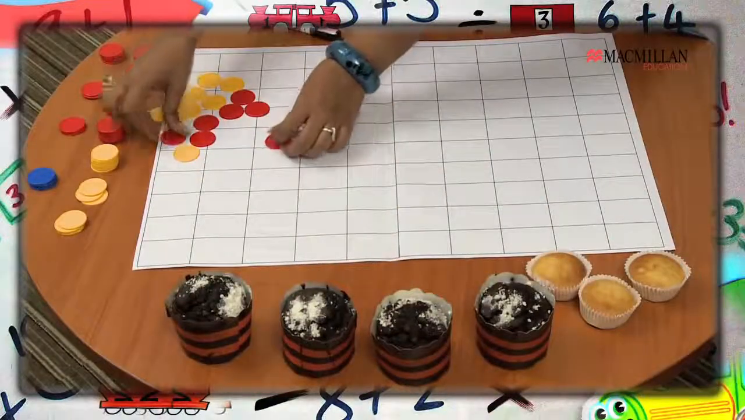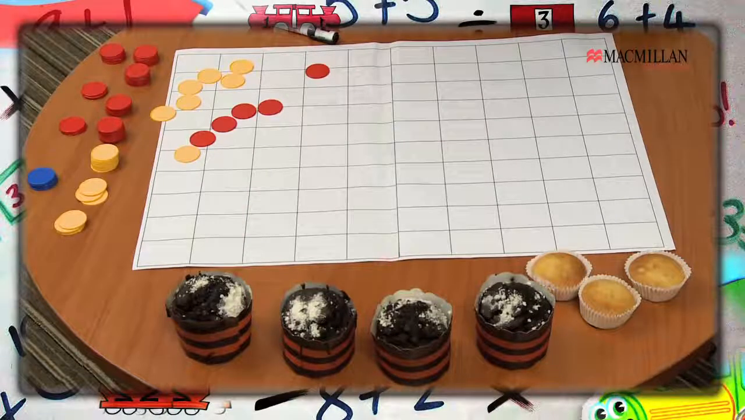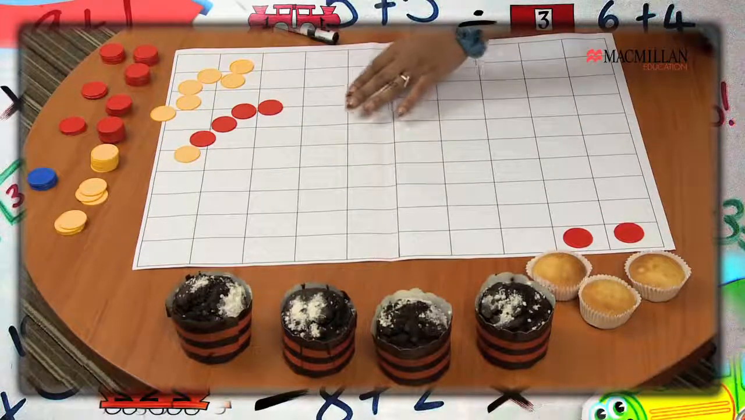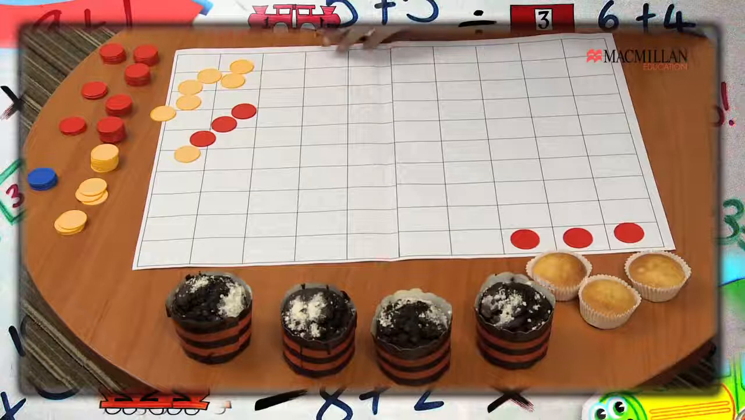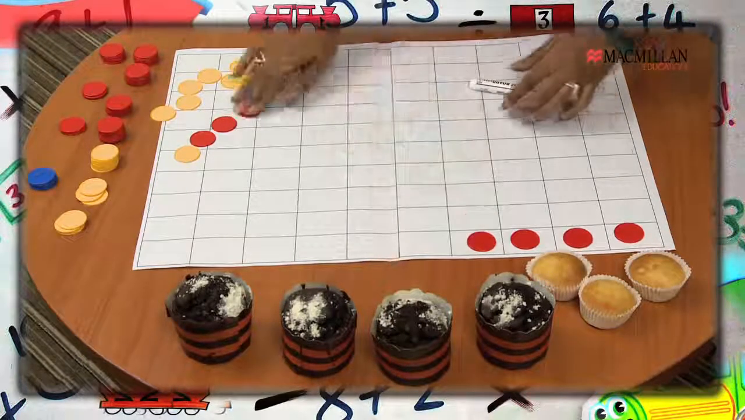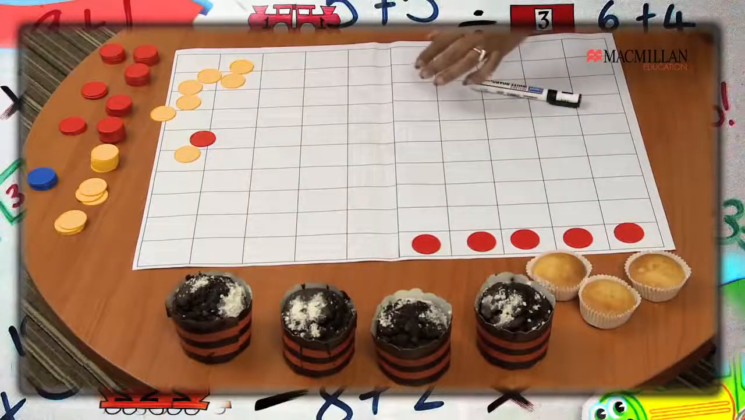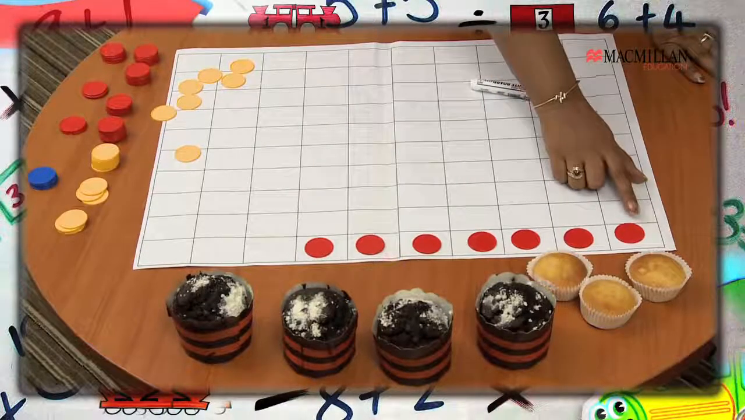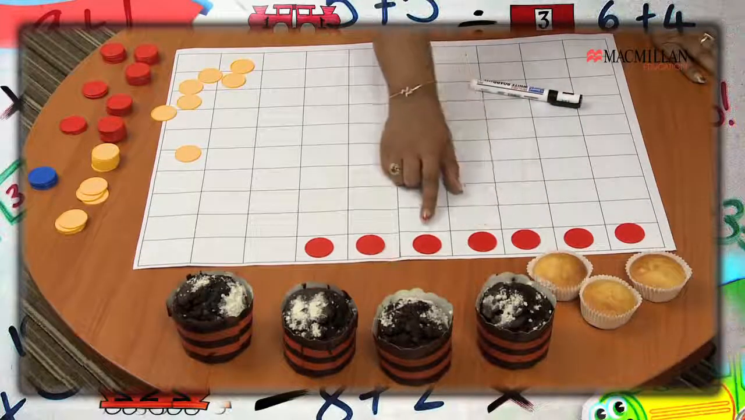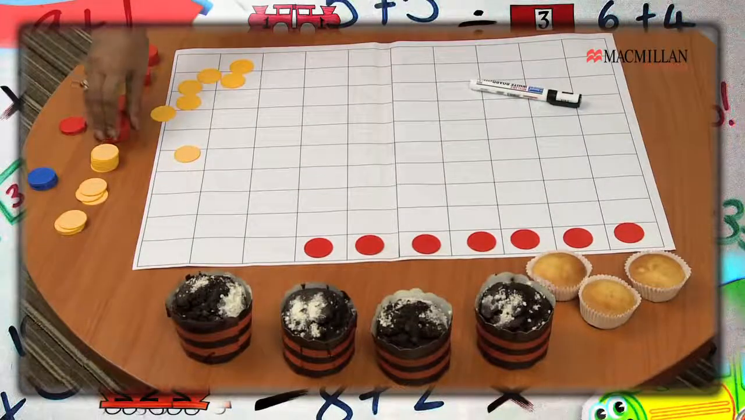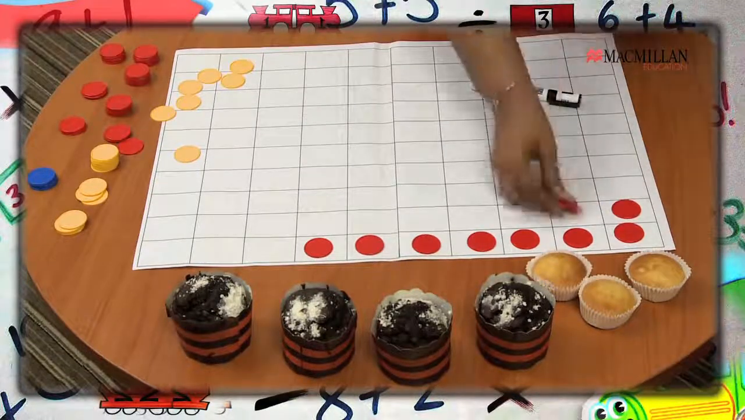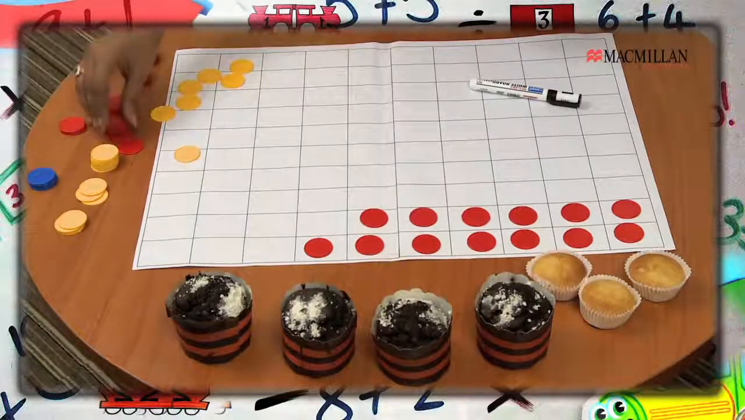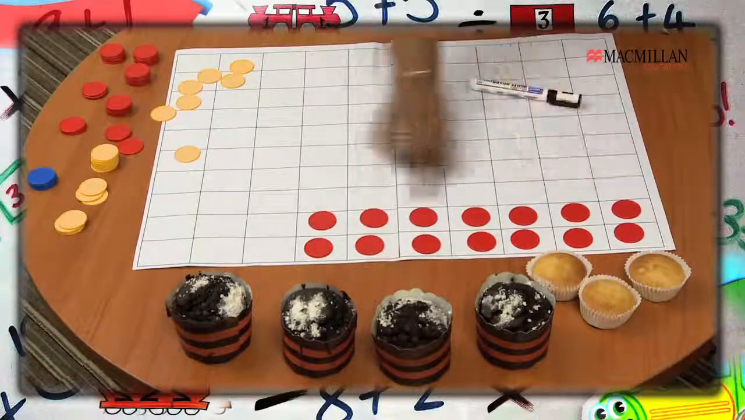I am going to arrange 7 counters here. 7 red counters. These are 7 red counters. Just let's cross check. 1, 2, 3, 4, 5, 6, 7. I'll arrange another 7 under them. 3, 4, 5, 6, I need one more, 7. So these are again 7 red counters.